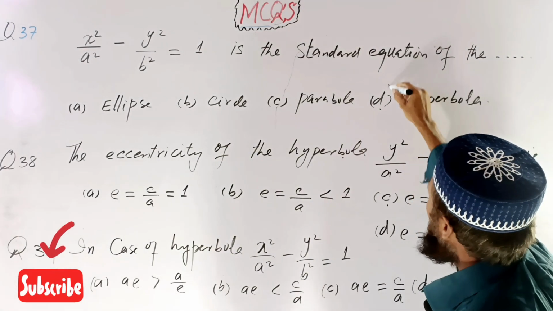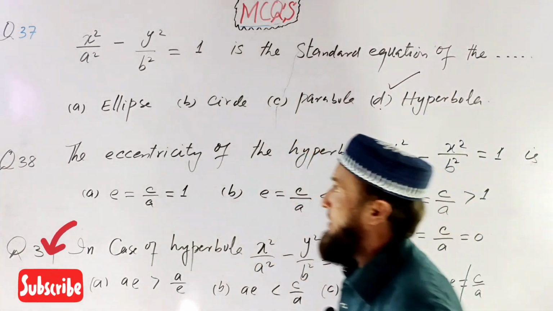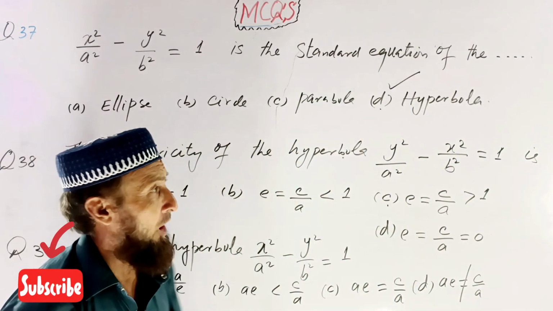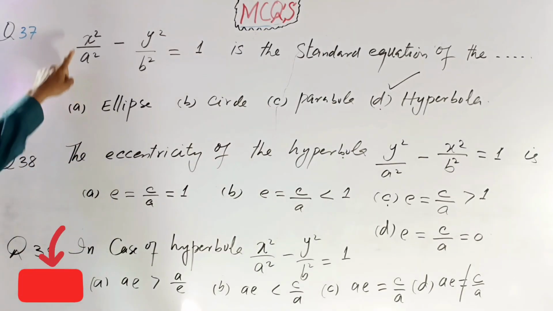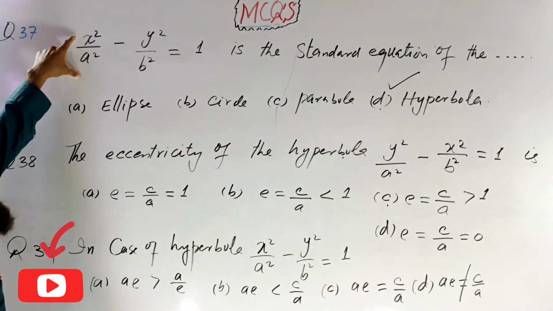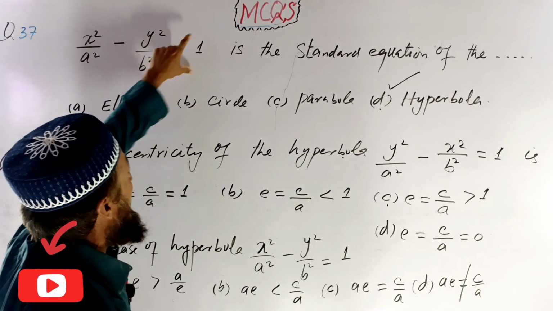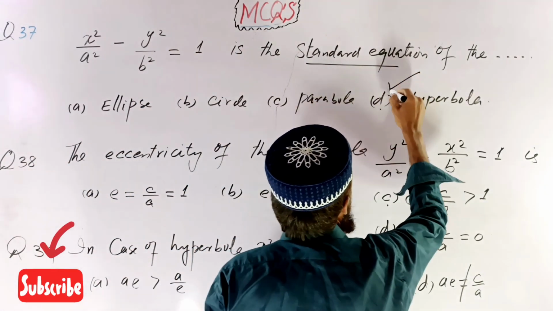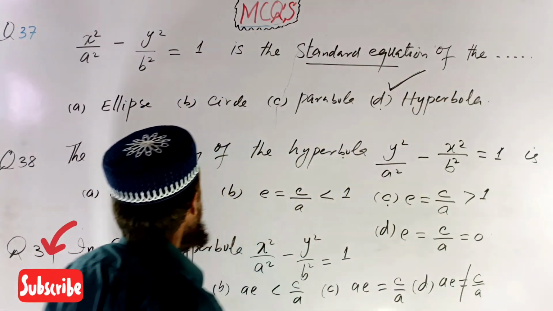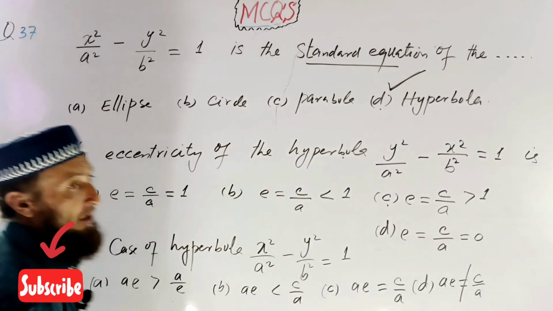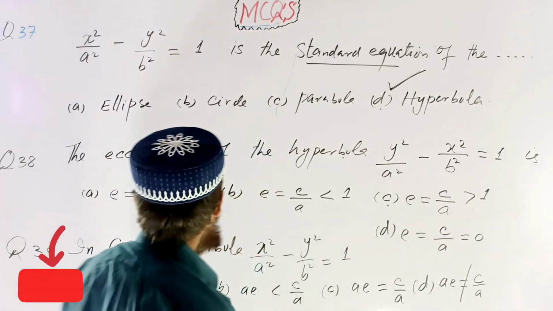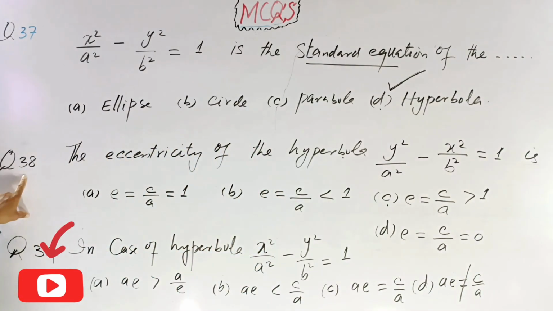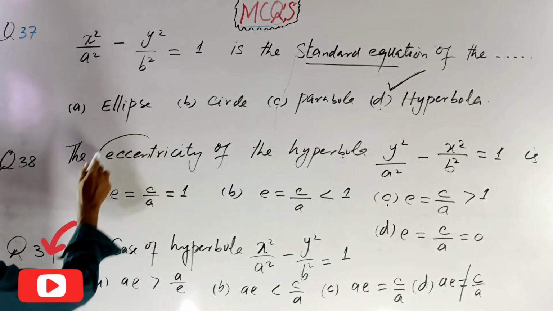So directly this equation is related to the hyperbola. x square divided by a square minus y square divided by b square is equal to 1. So this is the standard equation of the hyperbola. So here the correct answer is hyperbola. And the second question, question number 38, the eccentricity is required.